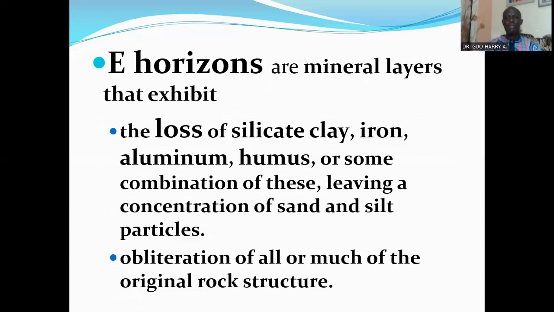These constituents, silicate clay, iron, aluminium, and humus, are washed off, are lost from the E horizon and are being deposited in the B horizon, illuviated in the B horizon. The E horizon also exhibits obliteration of all or much of the original rock structure.